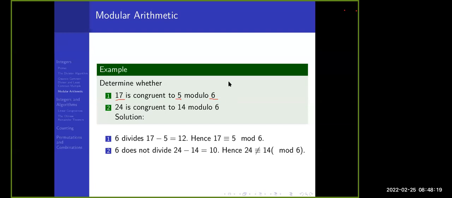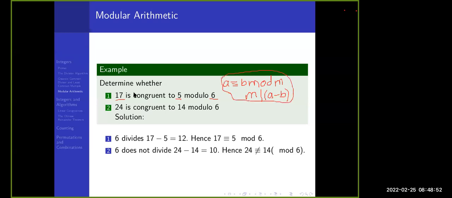So remember the definition says A is congruent to B modulo M only if M divides the difference, A minus B. So if M divides A minus B, then that works. You have to keep this definition in mind for you to be able to answer the questions.